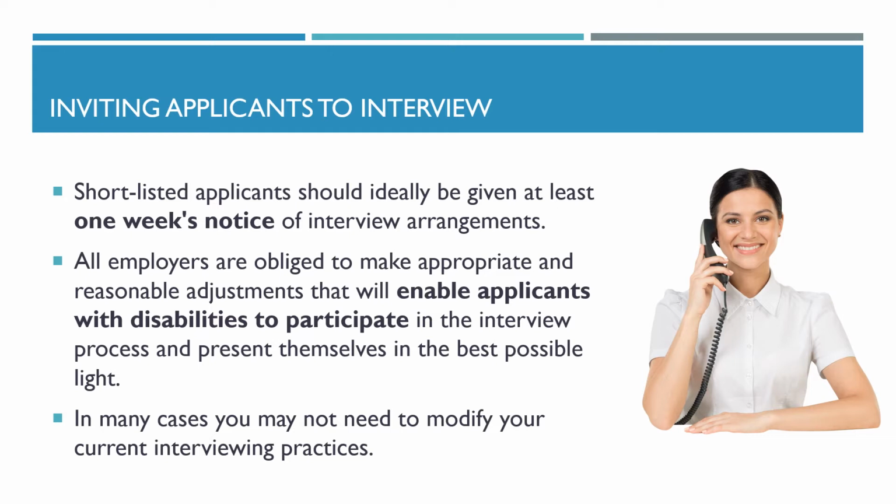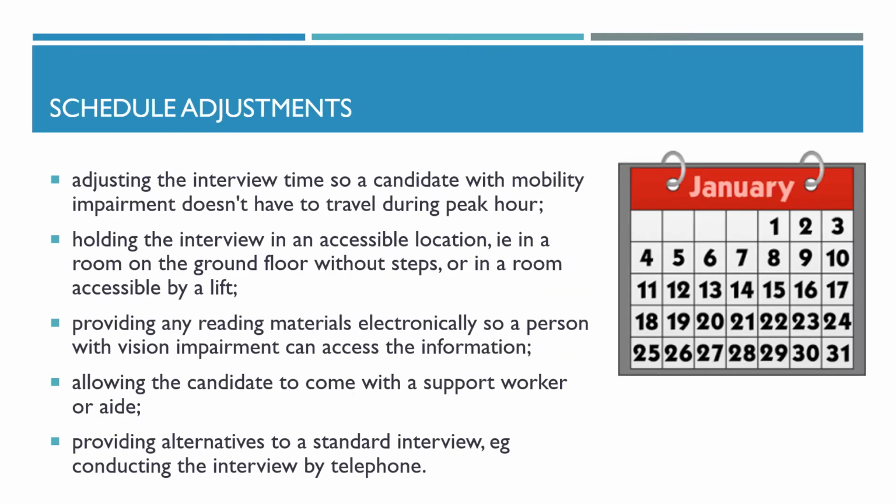In many cases you may not need to modify your current interviewing practices. Some adjustments may include adjusting the interview time, so a candidate with mobility impairment doesn't have to travel during peak hour. Holding the interview in an accessible location, that is in a room on the ground floor without steps, or in a room accessible by lift. Providing any reading materials electronically, so a person with vision impairment can access the information. Allowing the candidate to come with a support worker, or aide. Or providing alternatives to a standard interview, for example conducting the interview by telephone.